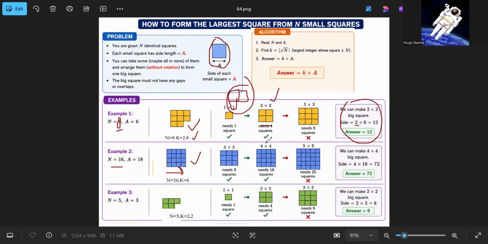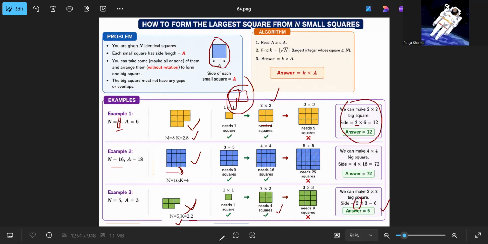Let's take an example: n equals 5. Here n value is 5, so I have 5 boxes. It's not a complete square, so I cannot create it. I will get a float value, 2.2, so k becomes 2.2. The rounded value is 2. I can take a maximum of 4 squares, which means 2 into 2. So here k value is 2, multiplied by 3 will give you 6. So this is how you will do it.